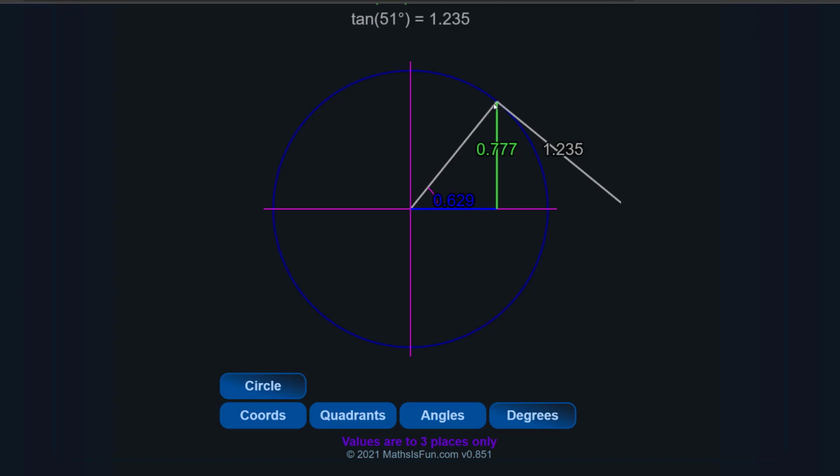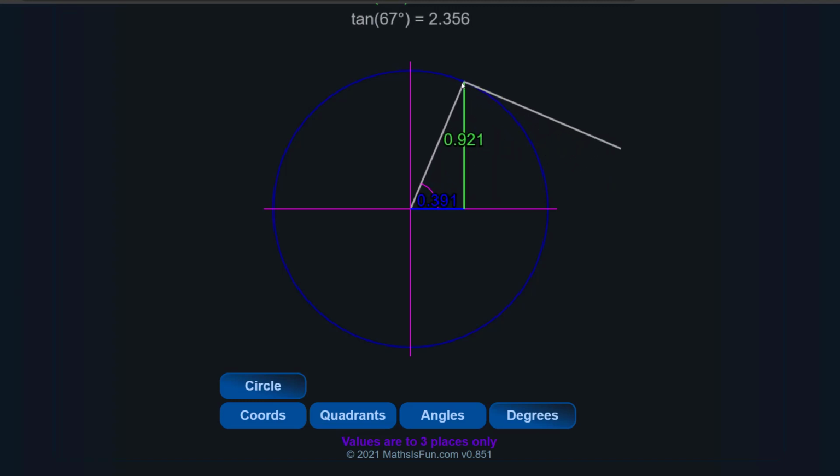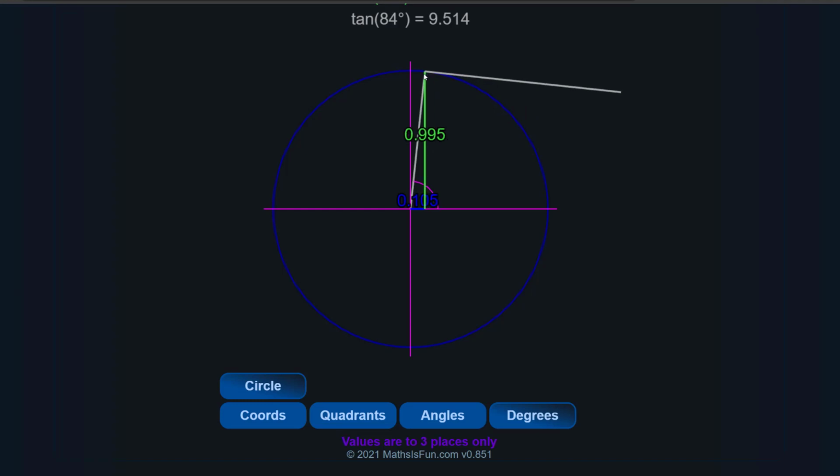And keep increasing the angle. We can have many other values of the tangent. And the special thing about the tangent is that it can be greater than 1. It's not like the sine and cosine functions. The maximum value of those, sine and cosine, is only 1. But the tangent of an angle can have a value greater than 1 and even become very, very big when the angle is very close to 90 degrees, as you see here. The tangent now is almost horizontal.